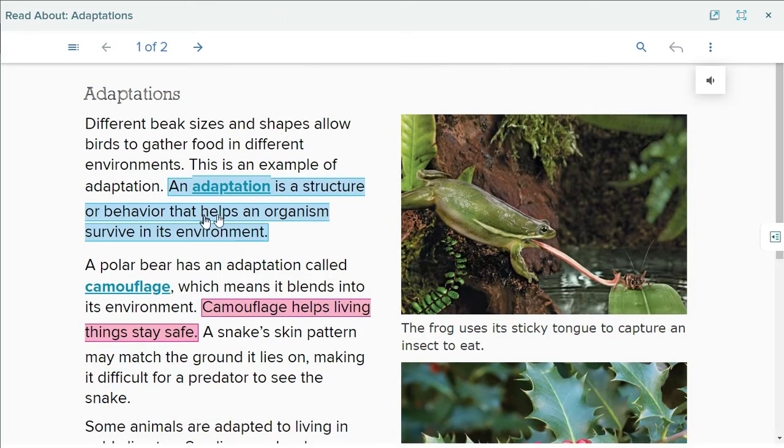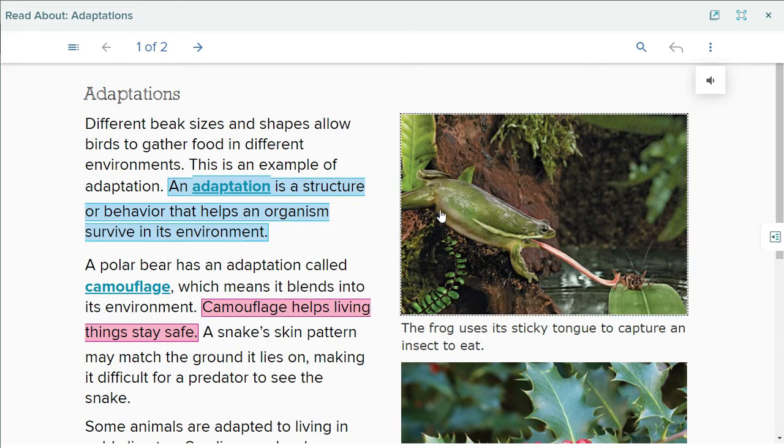An adaptation is a structure or behavior that helps an organism survive in its environment. Look at the picture of this frog. It lives in a pond. It needs to catch flies and other insects to eat them. But usually the insects are quite fast and they can jump easily. For its survival, the frog has a very long and sticky tongue. So it can just push its tongue out to capture the insect. The long sticky tongue is the adaptation of the frog to survive in this environment.